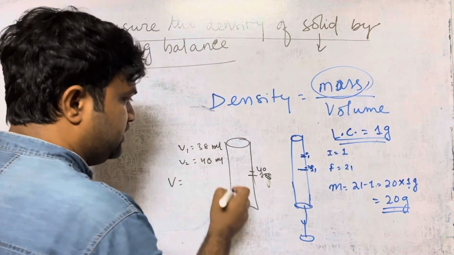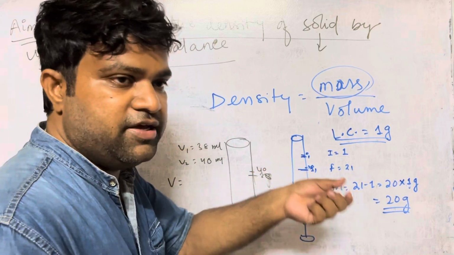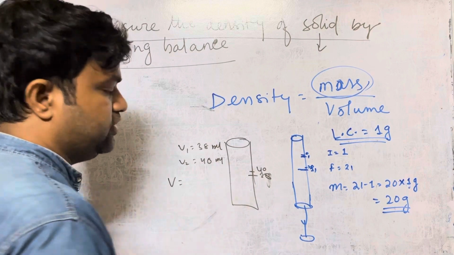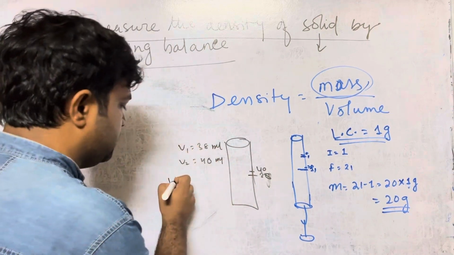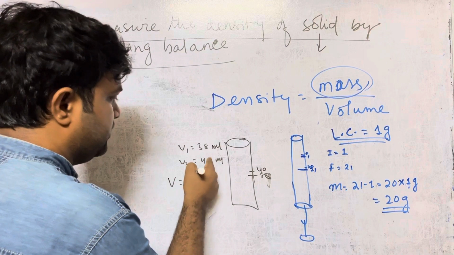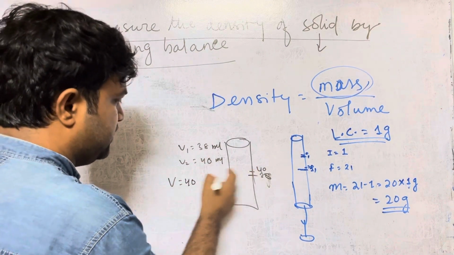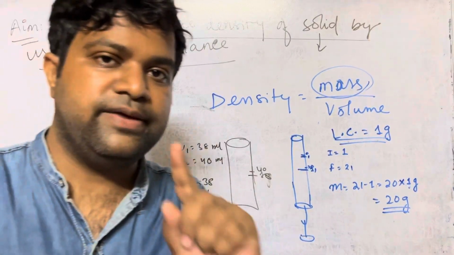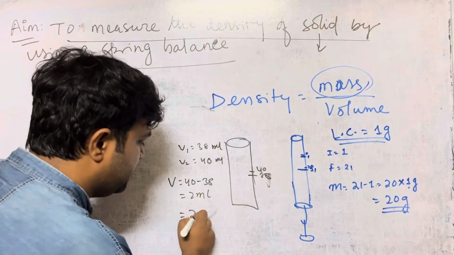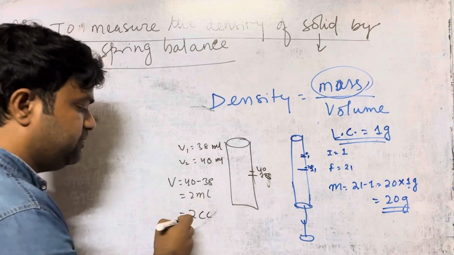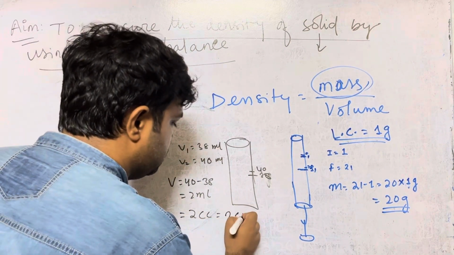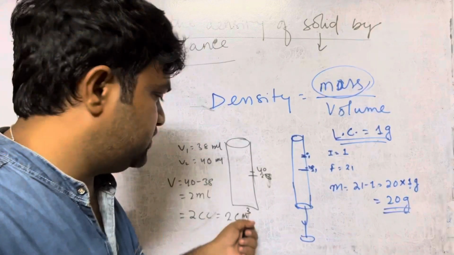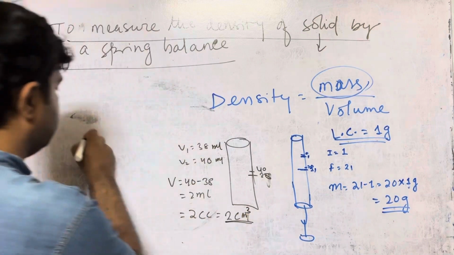So we can write that the volume of the solid is equal to the rise in volume of the water in the cylinder. What is the rise in volume? That is the difference: final volume 40 minus initial volume 38, that is 2 ml. And as I told you, 1 ml is 1 centimeter cube, so 2 ml is 2 cc, or 2 cubic centimeter. So now we'll find out the density.